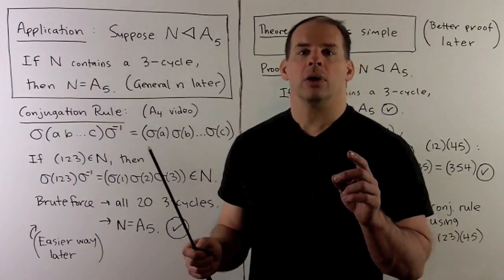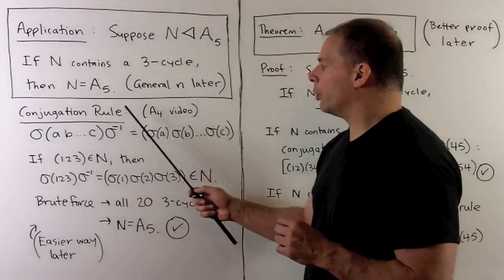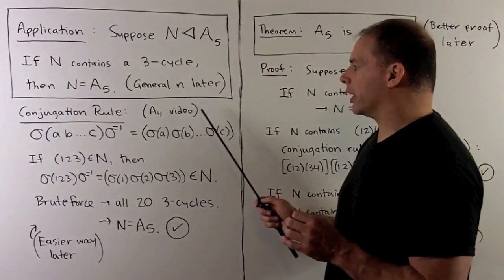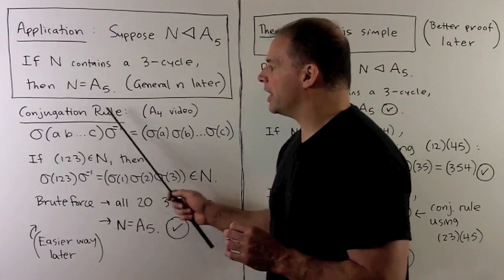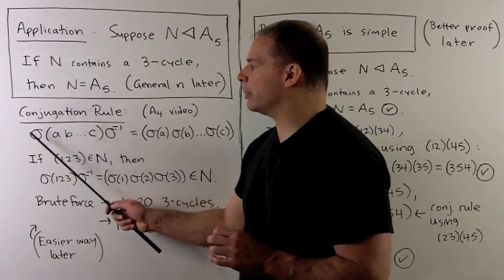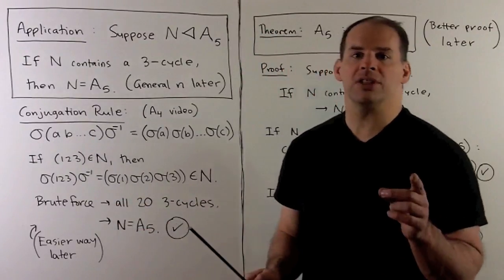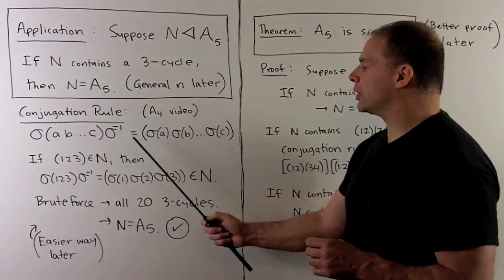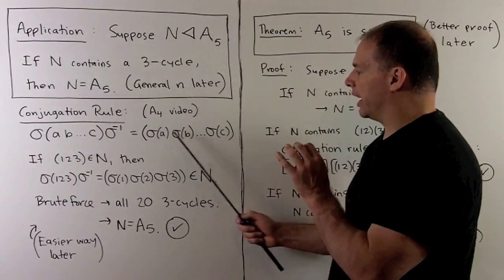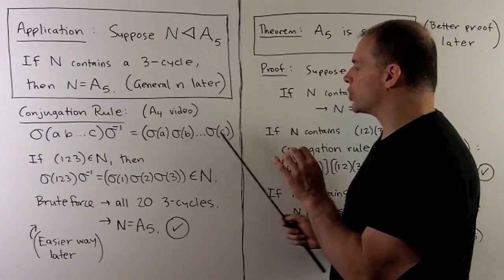Now, we need the conjugation rule, which we showed in the A4 video. What this says is, if we take some permutation and conjugate by another permutation sigma, the rule is to just apply sigma to each of your labels. And that's going to be your new permutation. So the cycle structure stays the same.